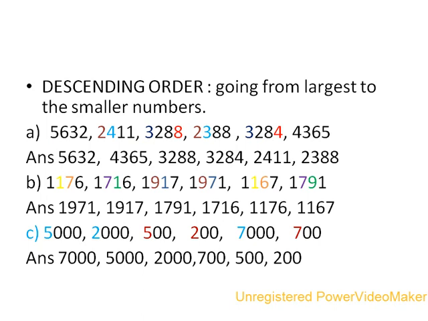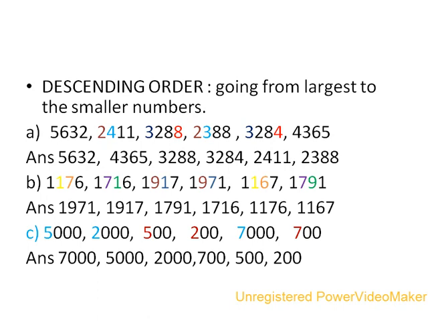Now we will follow descending order. Here, children, we have to take the largest number first, then we will move towards the smaller numbers, and at last will come the smallest number. That means going from the largest number to the smallest number. Descending order is the opposite of ascending order. Now see the example.